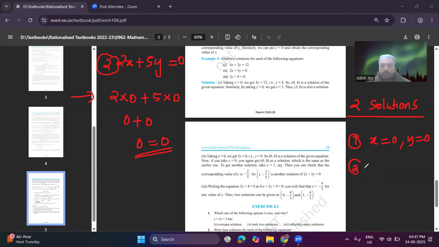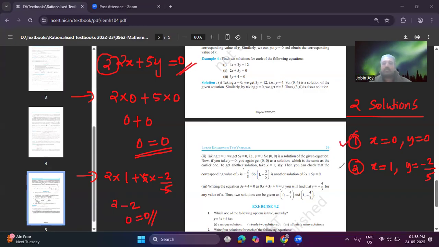Then next I am taking another one, x equal to 1, y is equal to minus 2 by 5. So 2 into x is 1 plus 5 into y is minus 2 by 5. So what is 2 into 1? 2. Then 5 cancel. So 2 plus into minus. So 2 minus 2. What is 2 minus 2? 0. So 0 is equal to 0. So left hand side is equal to right hand side. So these are the two solutions of the given equation 2x plus 5y equal to 0.